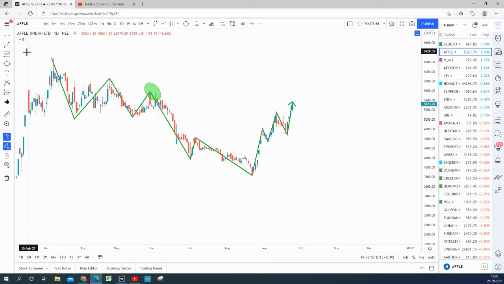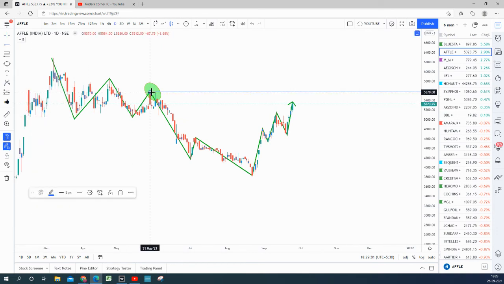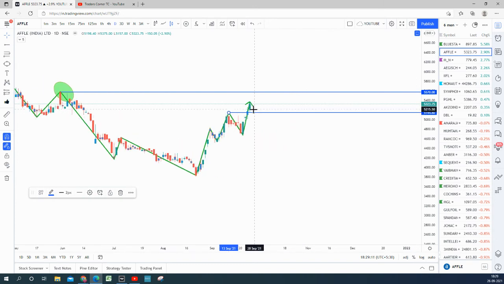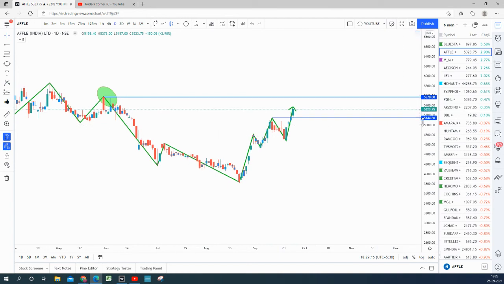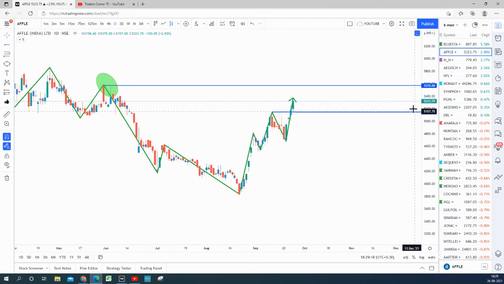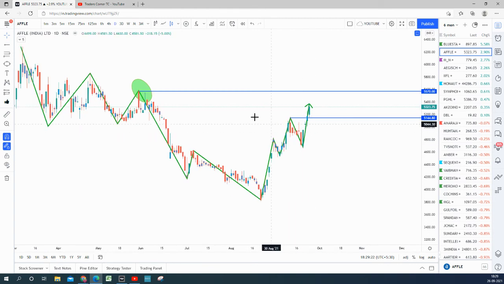Okay, so this is my target. So two things here: it made a higher high, so I will wait for retracement, or if you see in a lower time frame, the retracement is already done. So the price is waiting for a target of 5323 to 5570. So this will be a confirmed target in the coming week. You can wait and see whether the stock performs or not.